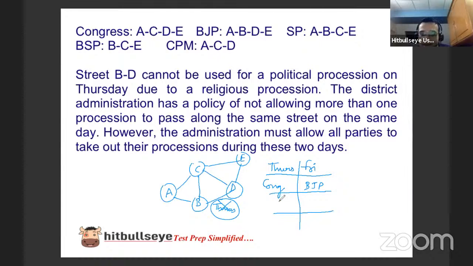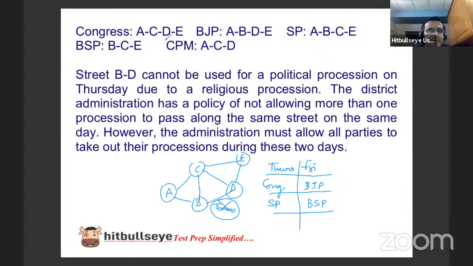BSP will come, SP will come. BC, ACDE, BCE. Congress and SP should come together, not BSP. Please check. BJP and BSP should come. Absolutely. So Congress and SP have the same path.